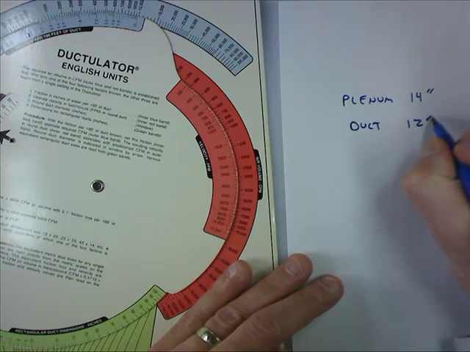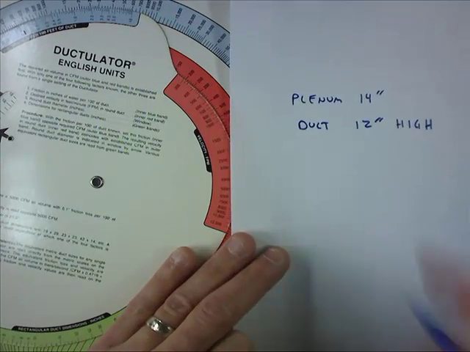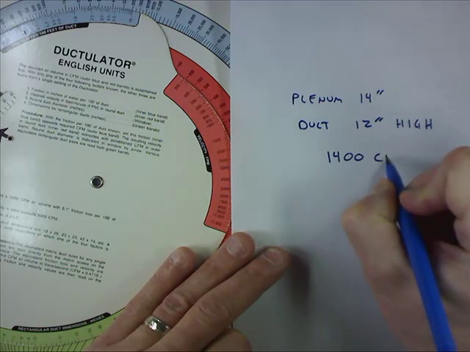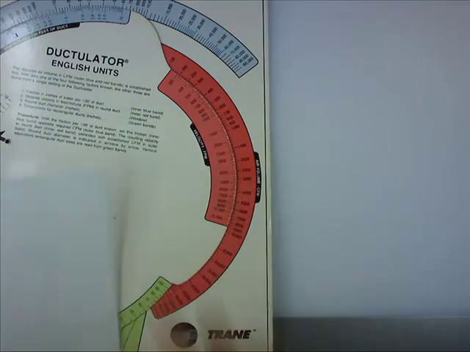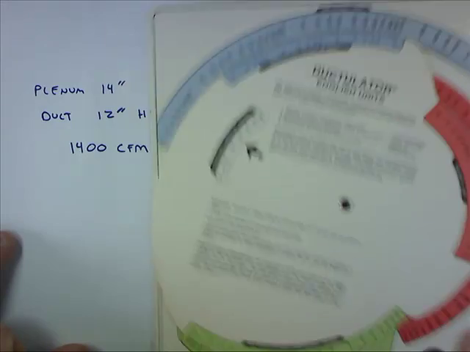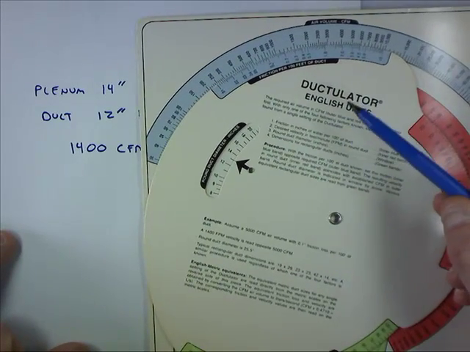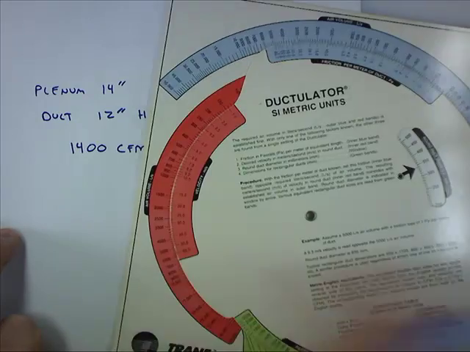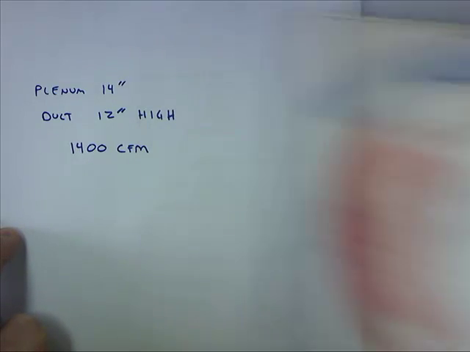We're going to say we have 1400 CFM. So whenever I actually start sizing the ductwork, the first thing I want to do is make sure that my ductilator is set on the side that says English units. There's also a sizing for metric units. We want to use the English units. And we're going to be using rectangular ductwork.